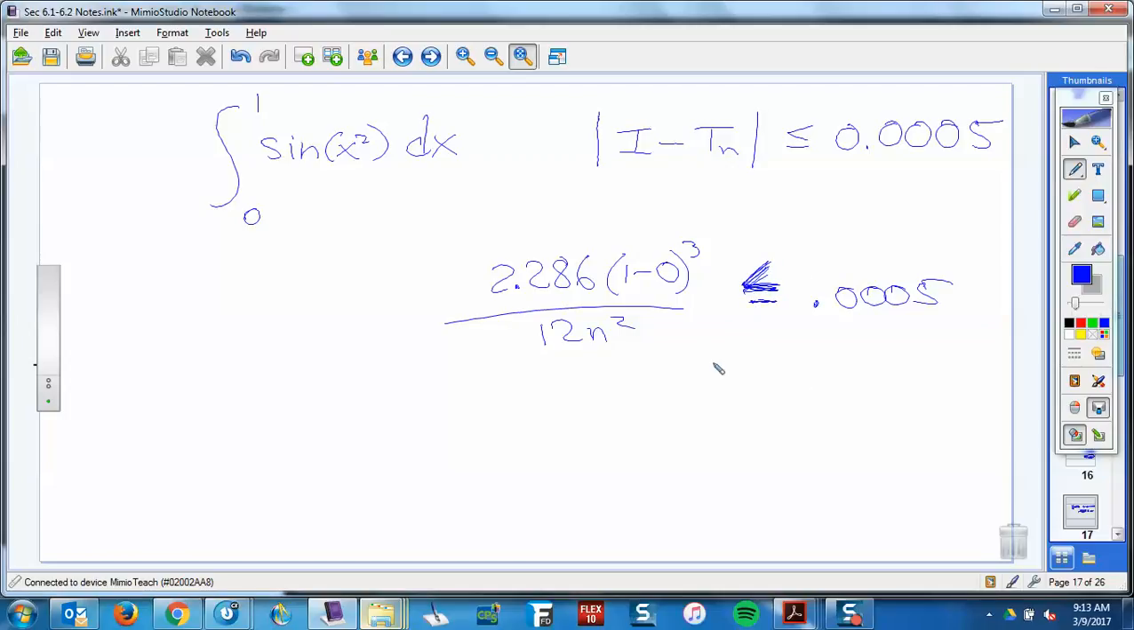Now, you can go ahead and do that as a solve right now in your calculator. You can tell what's going to happen is the n's are going to go over here, so you're going to end up with n greater than or equal to some number, and that makes sense. You're going to find the number of trapezoids that will work. You could do more, right? But this is what we're looking for.